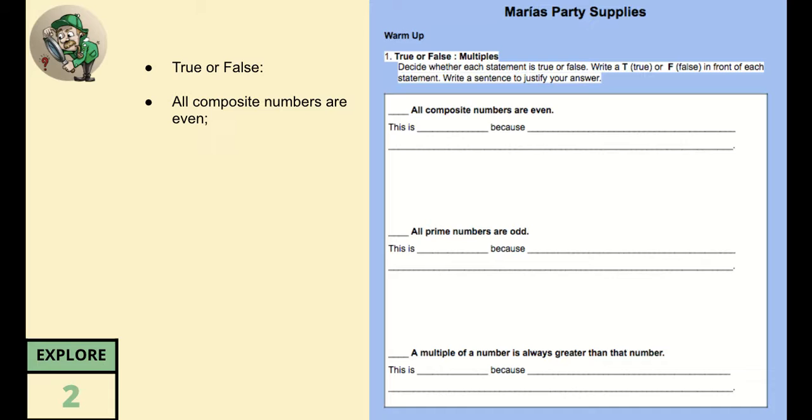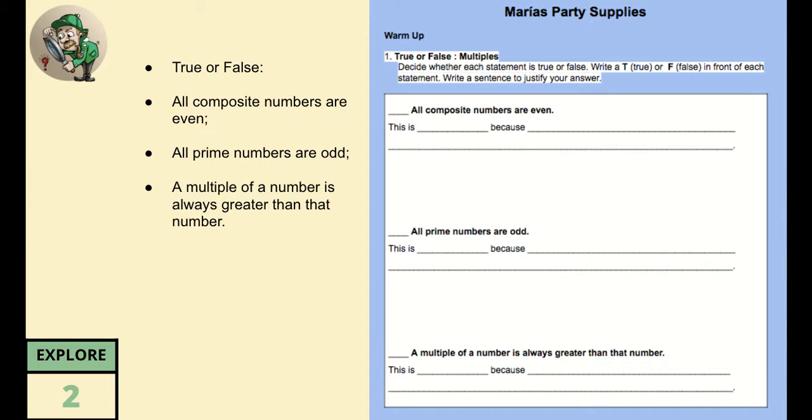If you don't remember what composite numbers are, you can look them up on Google or somewhere, or you can also look at a previous lesson. The next statement is: all prime numbers are odd. Again, if you don't remember what prime numbers are, you can look that up. The third statement: a multiple of a number is always greater than that number. All 3 of these statements require you to write a justification. So where it says because, you have to say why you know that.